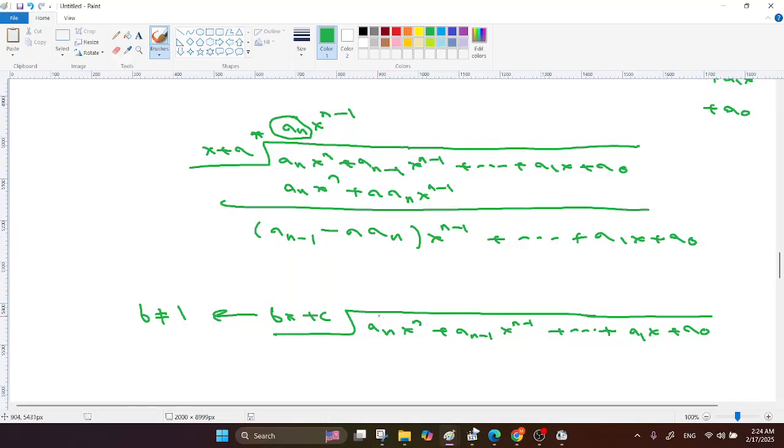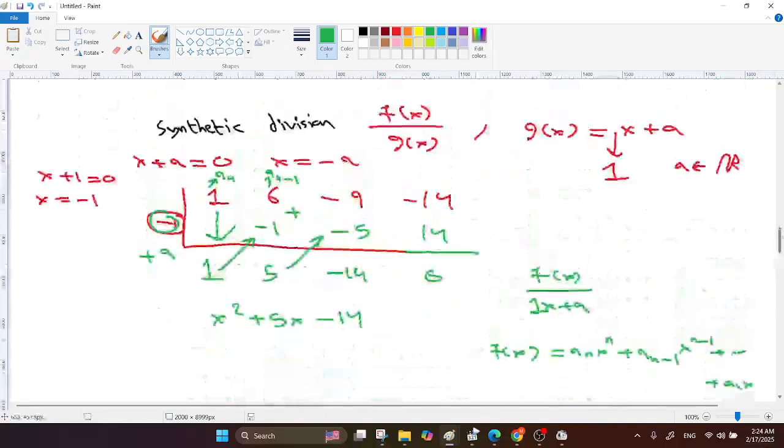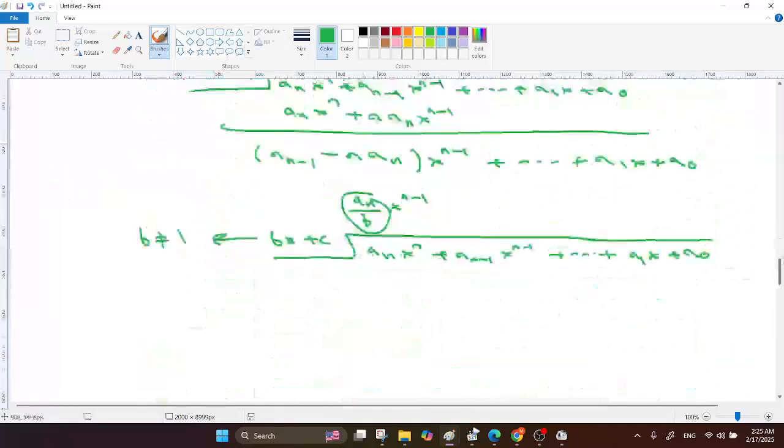See here, an x to n divided by bx, it's an over b x to n minus 1. See here, it's an over b, not an. So we have coefficient 1 because the first coefficient, we put it down as it is. But now, you need to divide it by b. Okay? Now, let's go to the next step.